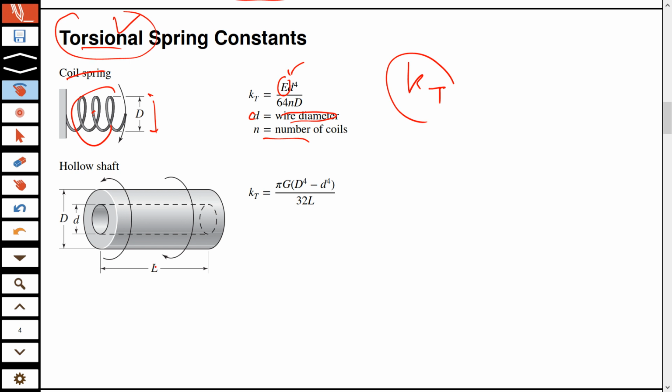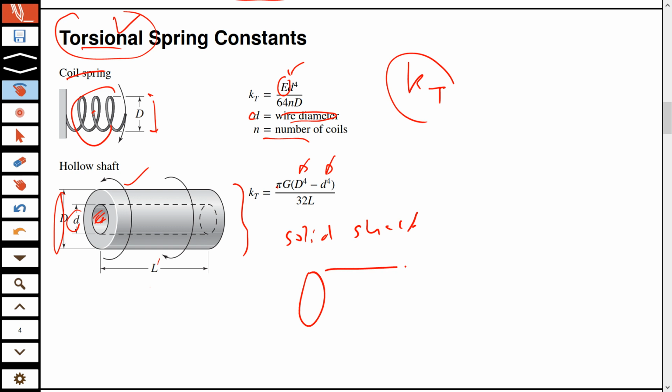The next shape, the second shape which will occur frequently, is the hollow shaft. You have the external diameter and the internal diameter, and this is hollow. So it is pi times G times (D to the fourth minus small d to the fourth) divided by 32L. For example, if you have a solid shaft, you don't have any hole in it, so small d will be 0 here.